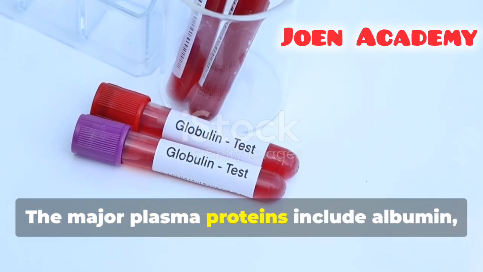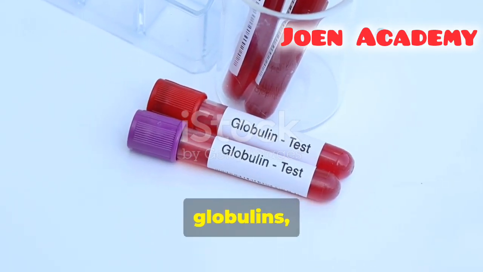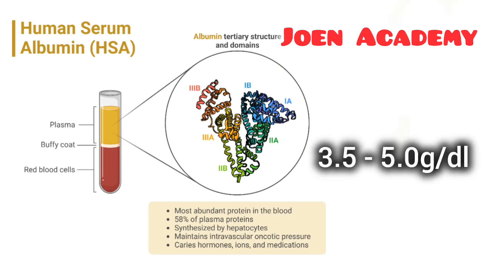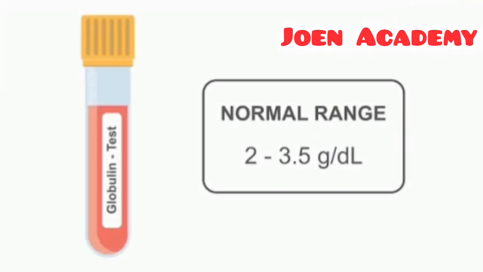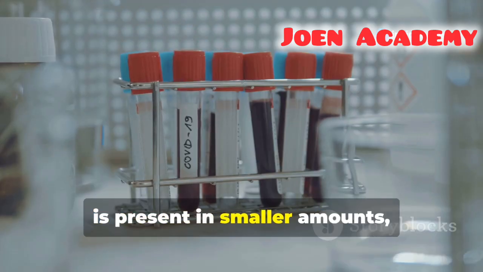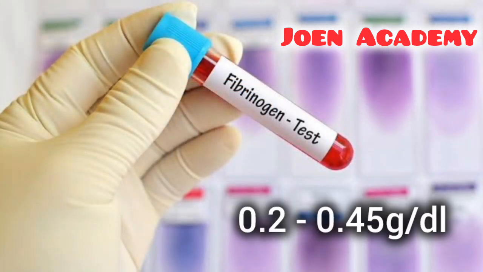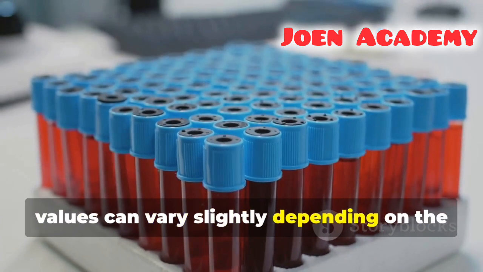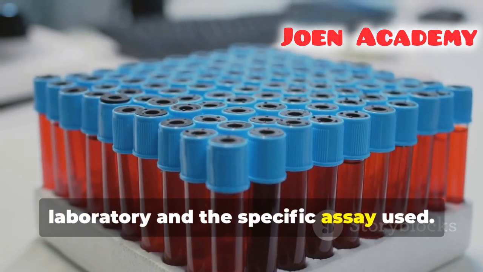The major plasma proteins include albumin, globulins, and fibrinogen. For serum albumin, a normal value typically ranges from 3.5 to 5.0 grams per deciliter. Serum globulins, a more diverse group, usually measure between 2.0 to 3.5 grams per deciliter. Fibrinogen, crucial for blood clotting, is present in smaller amounts, generally 0.2 to 0.45 grams per deciliter. It's important to remember that these values can vary slightly depending on the laboratory and the specific assay used.